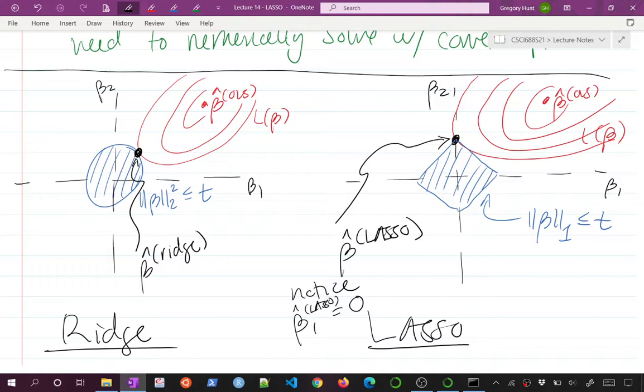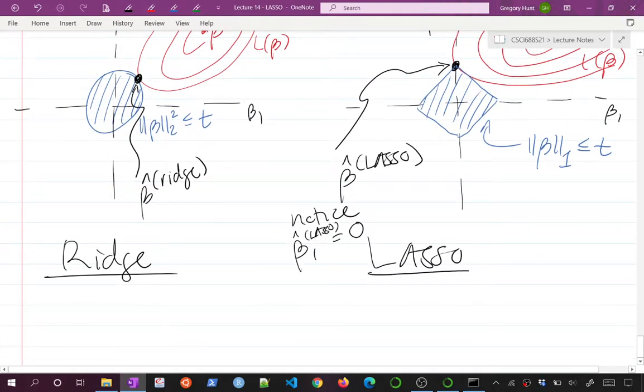And so the geometry of the norm actually really matters. It's going to give me a different property of the estimator, where it's not just going to constrain my betas, but it's going to actually force some of them to be 0 and do some selection. And so Lasso is basically a continuous version of variable selection.